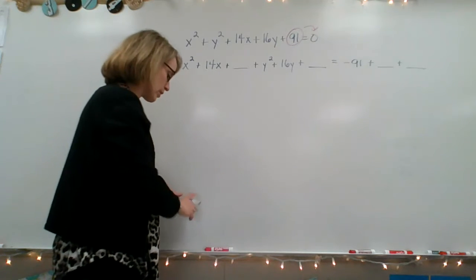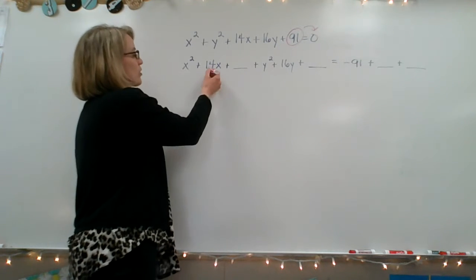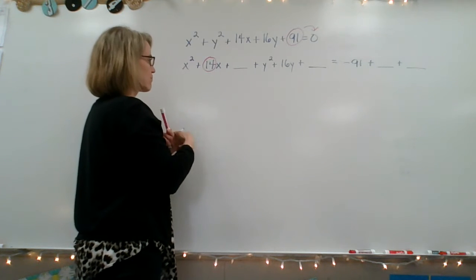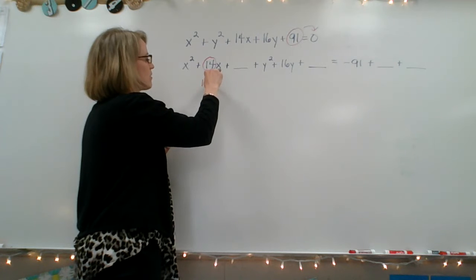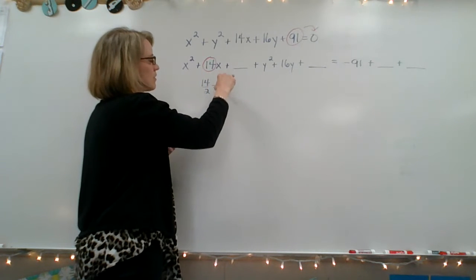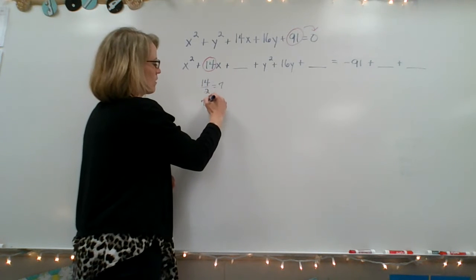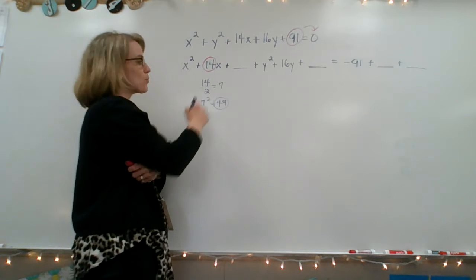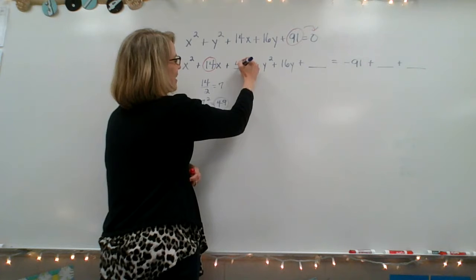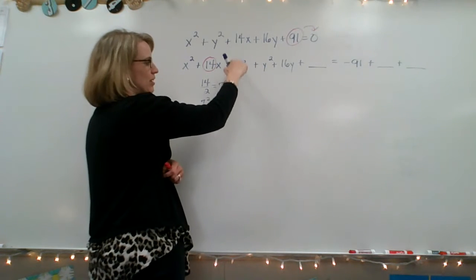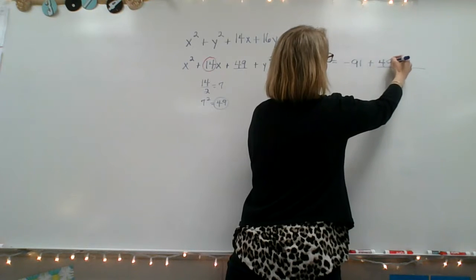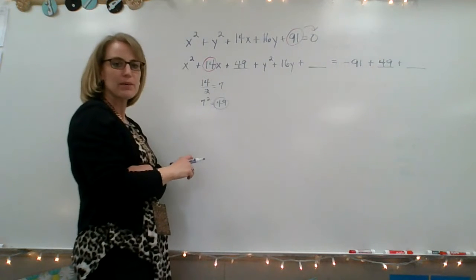Okay, so to complete the square, what we're going to do is this. We're going to look at our coefficient on our x term, which is 14. We're going to take half of that, 7. Then we're going to square it. Whatever number you get when you square it, that is the number we're going to put in our blank and add to the side of the equation. Now, if we add it here, we've also got to add it here. So that's why I'm adding 49 to both sides, keeping it balanced.